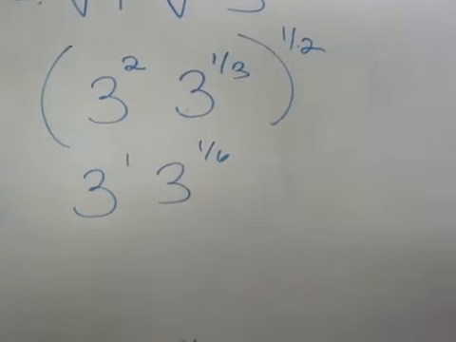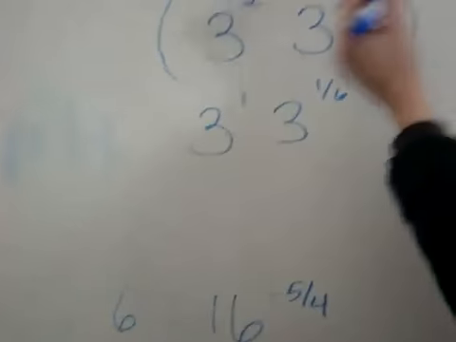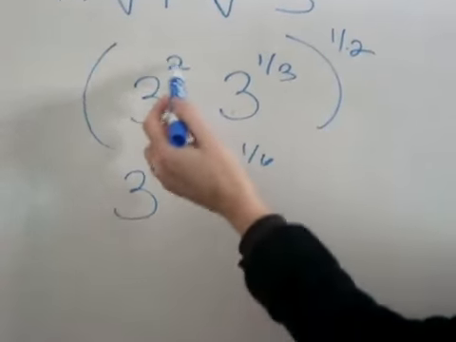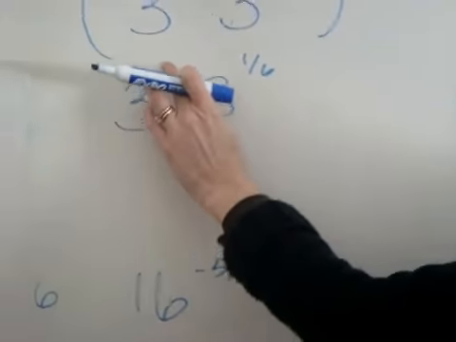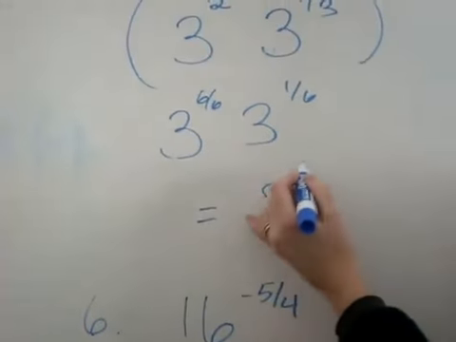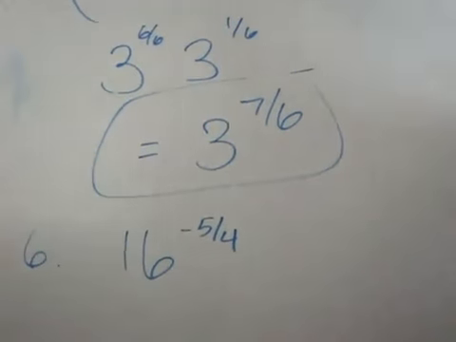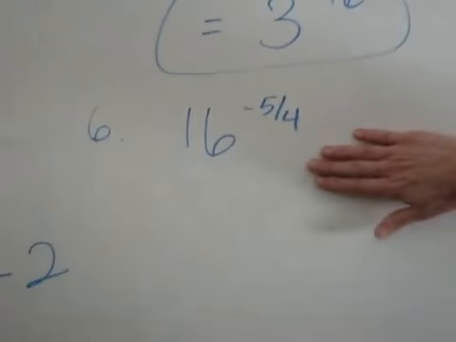Some of you forgot and started adding 1/2 and 1/3. But remember, you multiply power to power. When the bases are the same, you add your exponents. So this is the same as 6/6, 1 is the same as 6/6. So your final answer is 3 to the 7/6. I like those.